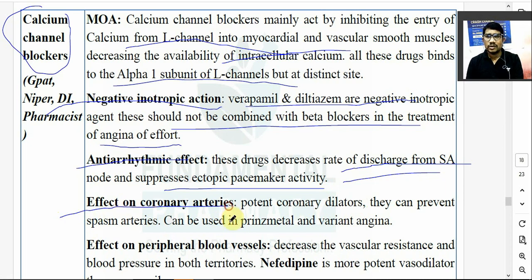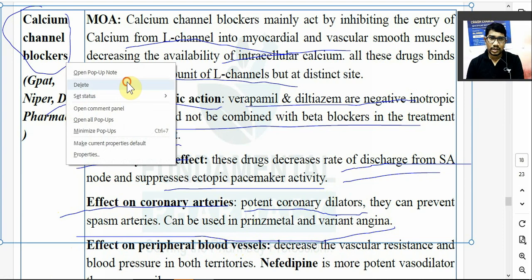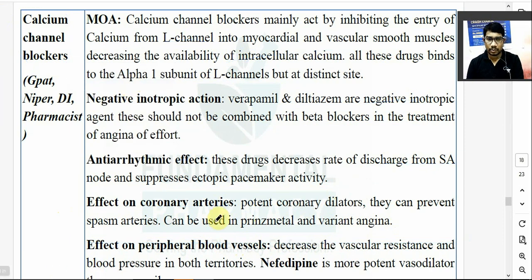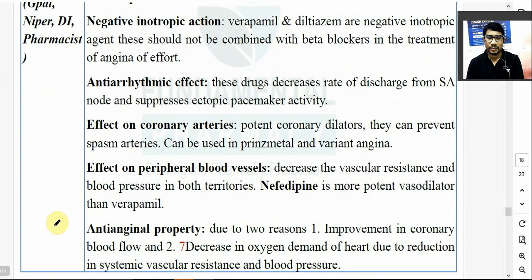Effect on coronary arteries. They are potent coronary artery dilators, and they can prevent spasm of the artery also. They can be used in Prinzmetal or variant angina. So calcium channel blockers both type में use किया जाता है. Calcium channel blockers are used in both types of angina, right? What is the effect on peripheral blood vessels? They will decrease the peripheral vascular resistance, and blood pressure will also be decreased in both territories, मतलब in the veins also, in the arteries also. तो ये calcium channel blockers peripheral resistance कम करेंगे and blood pressure कम करेंगे.